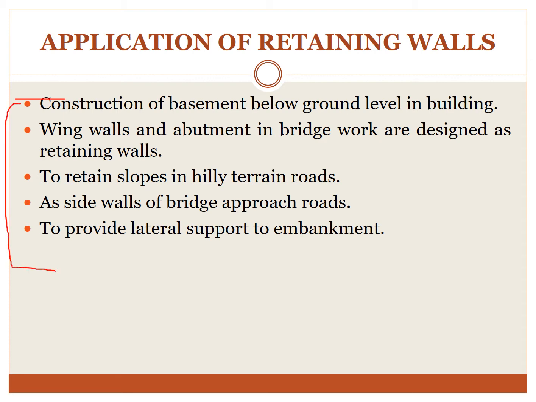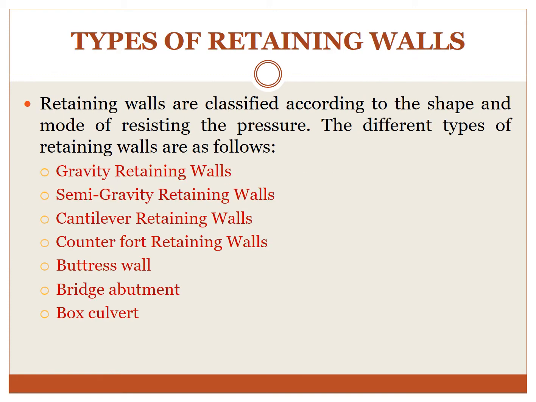Next, types of retaining walls. Retaining walls are classified according to their shape and mode of resisting the pressure. The different types of retaining wall are as follows: first, gravity retaining wall; second, semi-gravity retaining wall; then cantilever, counterfort, buttress, bridge abutment, and the last one is box culvert.